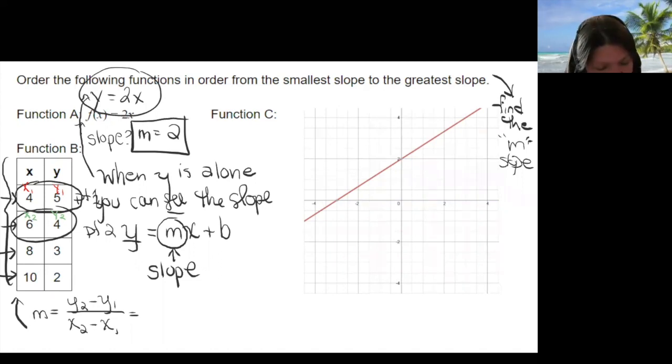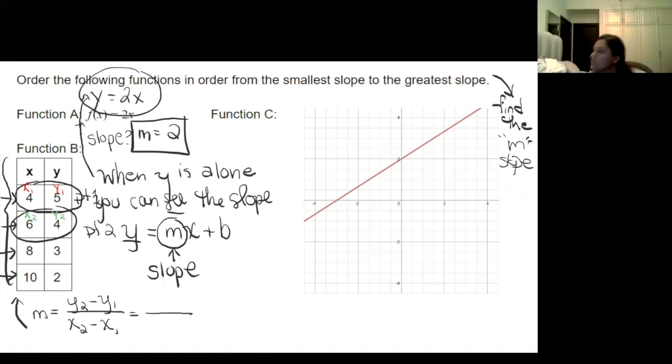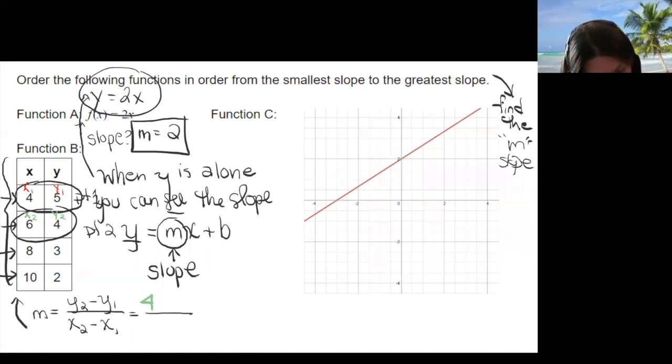So let's plug into our formula then. What is y2, my second y value? 4 minus 5, 6 minus 4. Beautiful. My second y value is 4. And from that, I am supposed to subtract my first y value. And as Manal said, my first y value is 5.